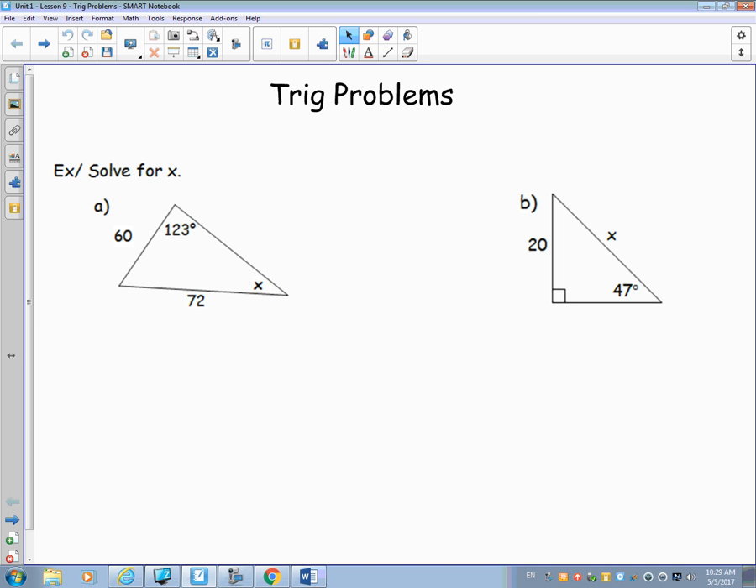My suggestion is you print them off, try them yourself first. See if you can do most of these. You should be able to at this point. But if you're stuck with one, come back and take a look at the examples.